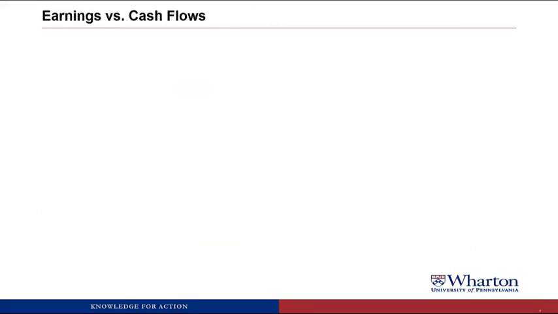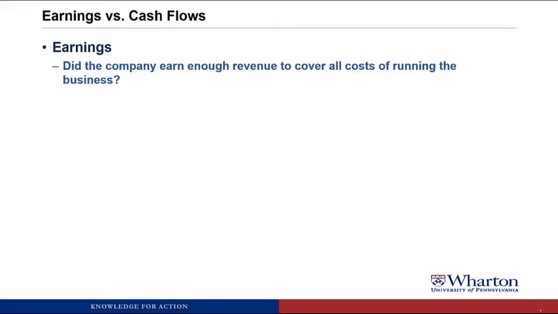So to wrap up this discussion of earnings versus cash flows, earnings are answering the question, did the company earn enough revenue to cover all the costs of running the business during the year? And in the case of Vulcan, the answer was no. They didn't earn enough revenue to cover the cost of all the heavy equipment that they used and the land that they used to dig stones out of the ground to sell to customers.